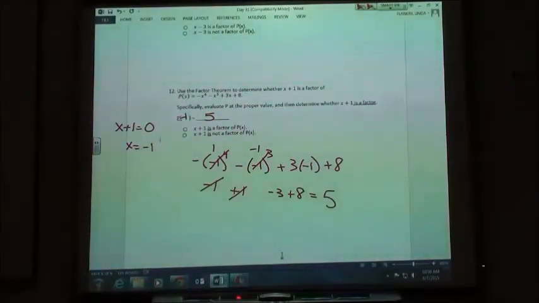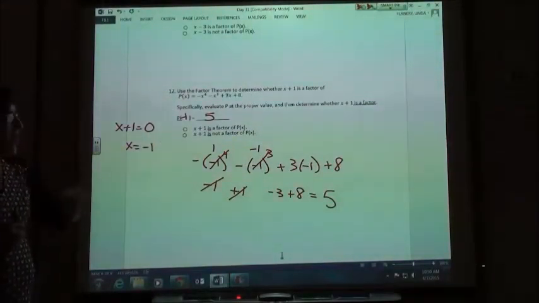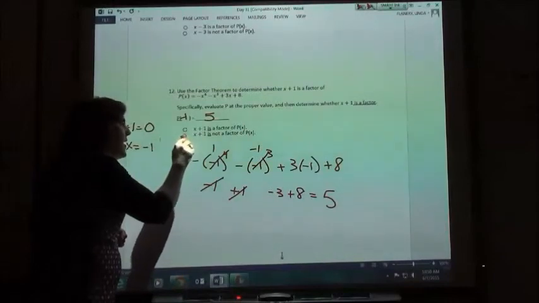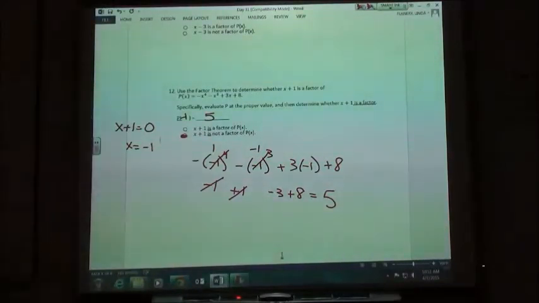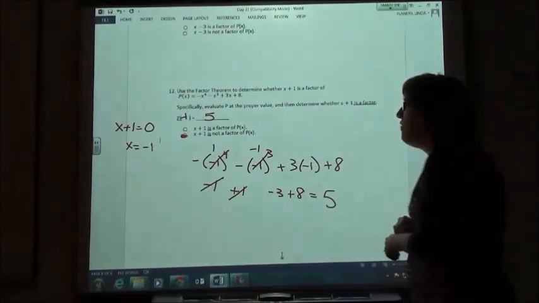Now you have to decide, is it a factor or not? Well, if it's going to be a factor, it has to be equal to 0. We got an answer of 5, and so no, that is not going to be a factor since we did not get 0 for our answer. So that is the factor theorem to check if it is a factor or not.